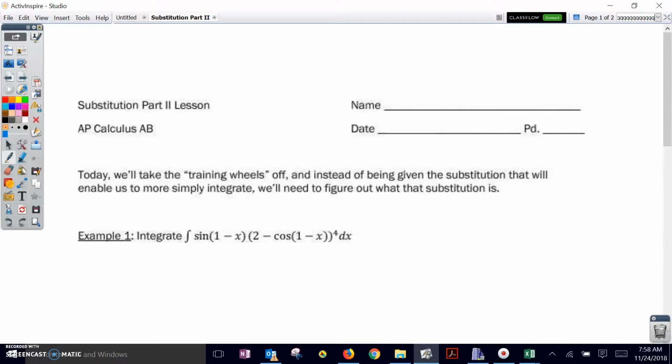So it might not be a bad idea for you as you're watching this video to pause at the beginning of each example and try and think about what you think the best substitution would be based off of the integrand that you see before following through and seeing the substitutions that I choose. Alright? So now would be a good time to pause if you're going to try that.